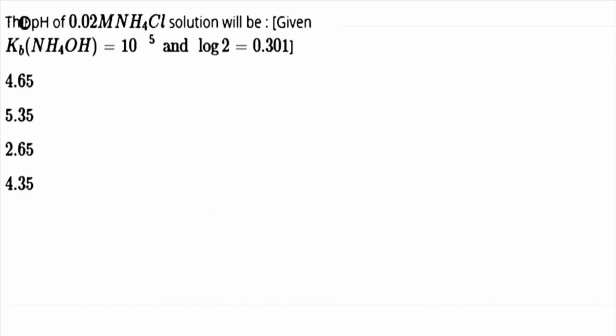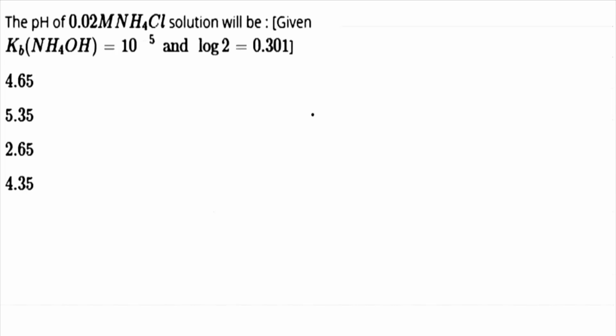Hello student, we have a question. What will be the pH of a 0.2 M NH4Cl solution? Okay, so we need to find out the pH of NH4Cl. The Kb value of NH4OH is 10 to the power minus 5, and the log 2 value is given. So now let's do this question.